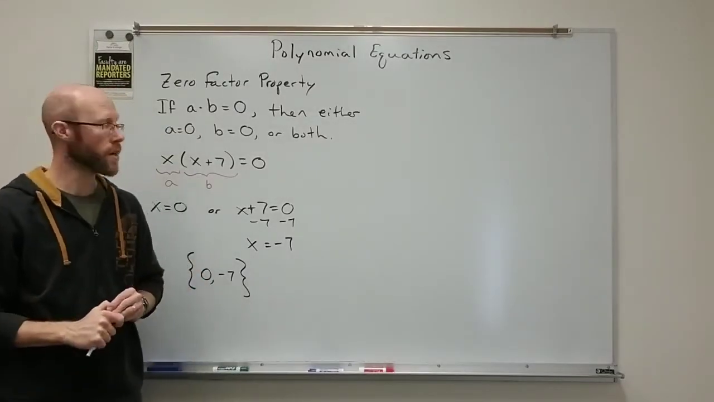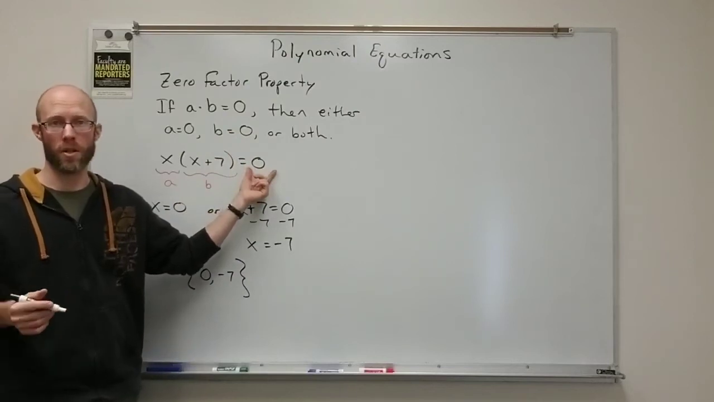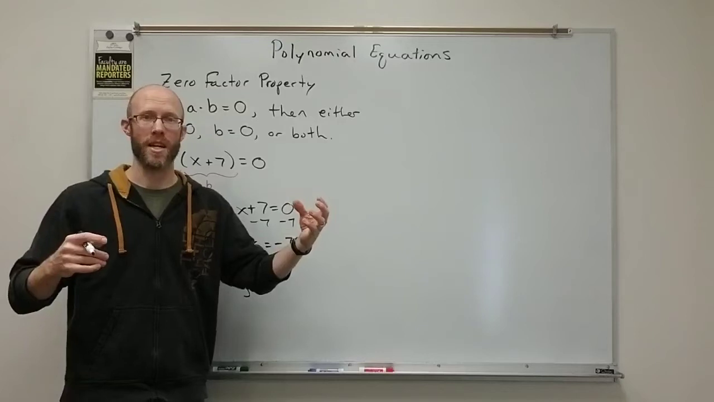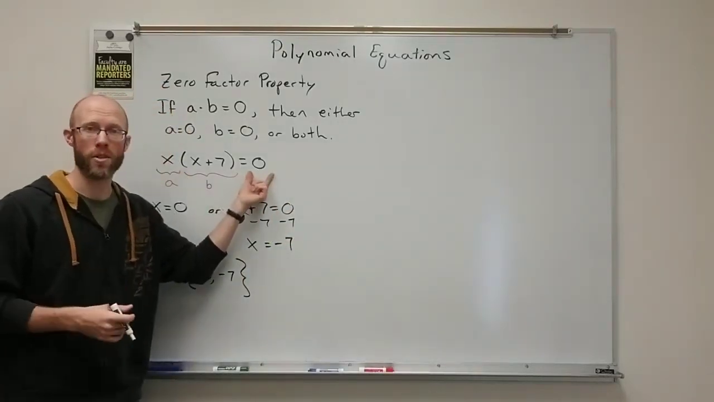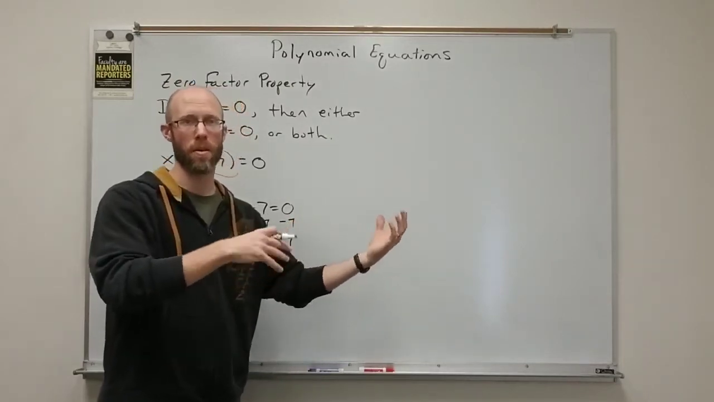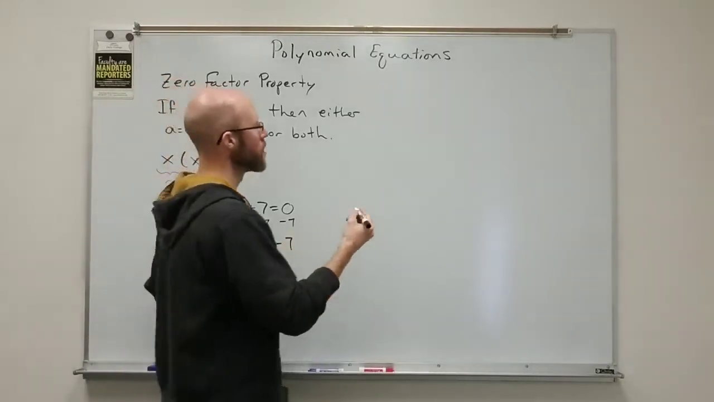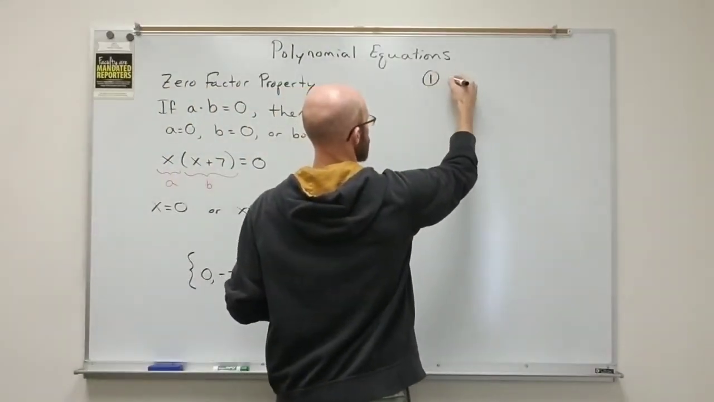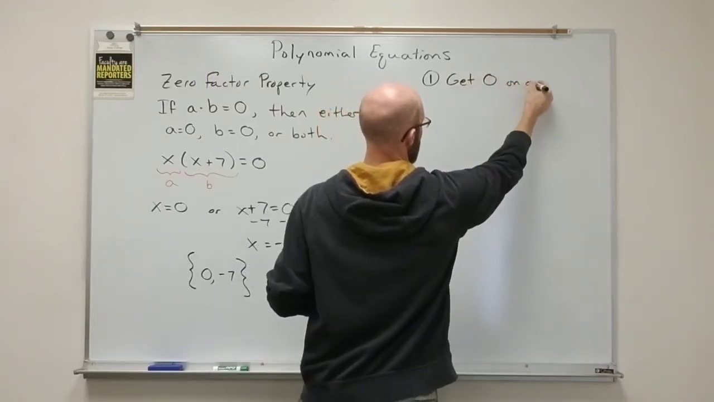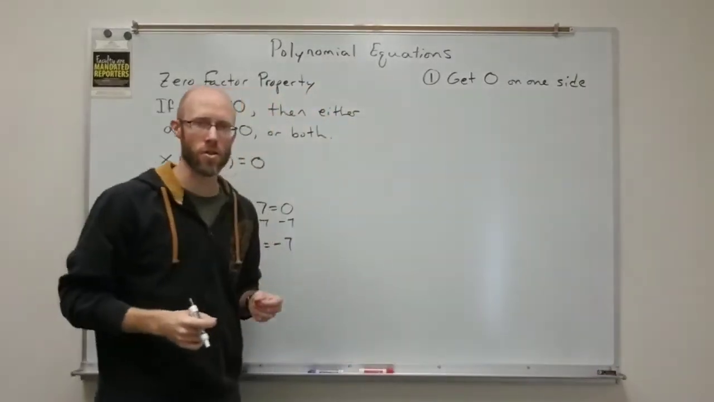The first thing is you can't even use the zero factor property unless you have a 0 on one side. So the very first thing you have to do when given a polynomial equation is to get a 0 on one of the sides. I tend to try to get it on the right, it just makes more sense in my brain, but equations can be flipped, so it doesn't matter if the 0 is on the left or the right. So the first thing is to get 0 on one side. That's the first thing you must do.